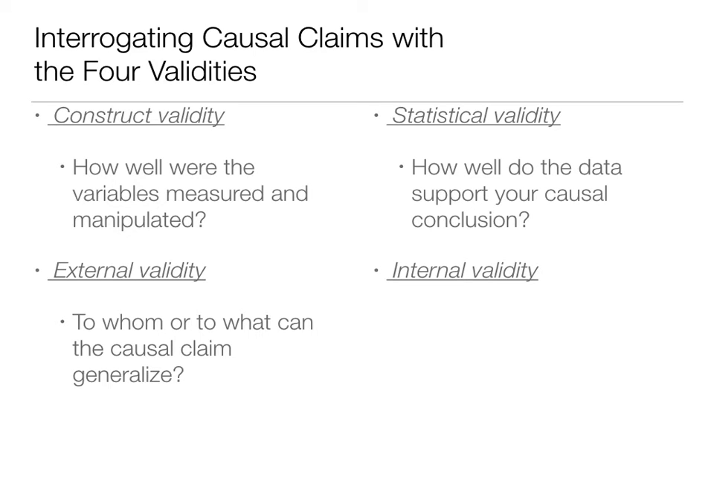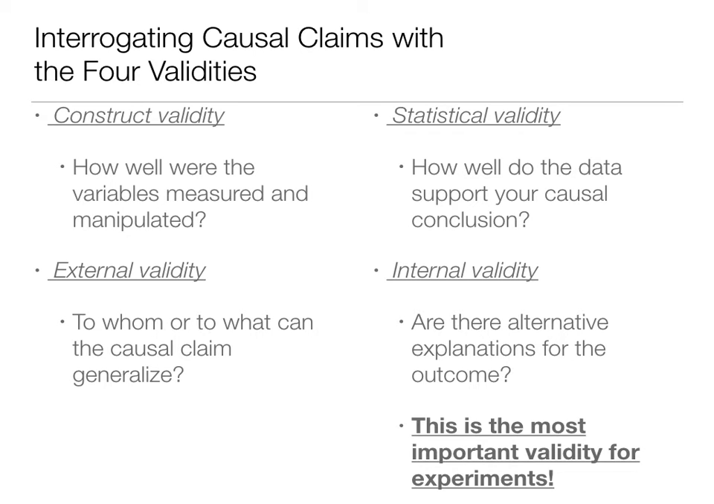And internal validity, and again, we have a whole chapter dedicated to this as well, but are there alternative explanations for the outcome? Is there a confound? Is there something else going on besides our manipulation of the independent variable that caused the change on the dependent variable? And for experiments, internal validity is really the one that we're most concerned with.